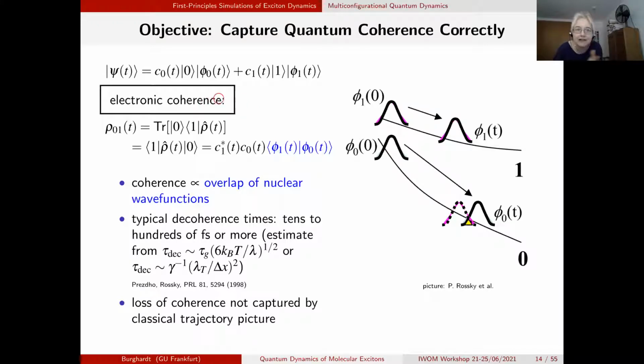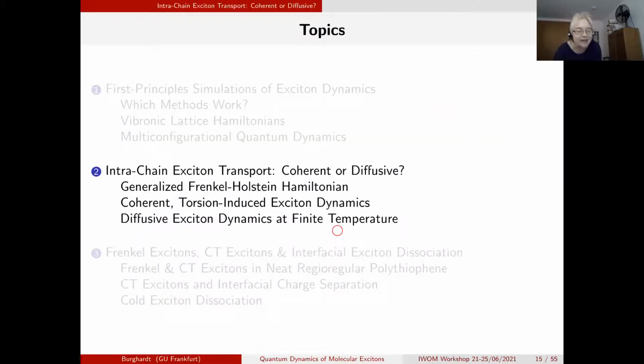So we're thinking in terms of electronic coherence. We have this wave function that is a superposition state, and then we have these wave packets that are running on these different potential energy surfaces. It's the overlap of these wave packets that actually determines whether coherence is preserved or whether it decays, typically on a very short timescale, like femtoseconds. If you take a typical trajectory-based method, you no longer have the notion of this overlap of wave packets, which is the reason why these coherence properties are not captured correctly by the classical trajectory picture. So that is essentially the reason why we're going to do something more complicated.